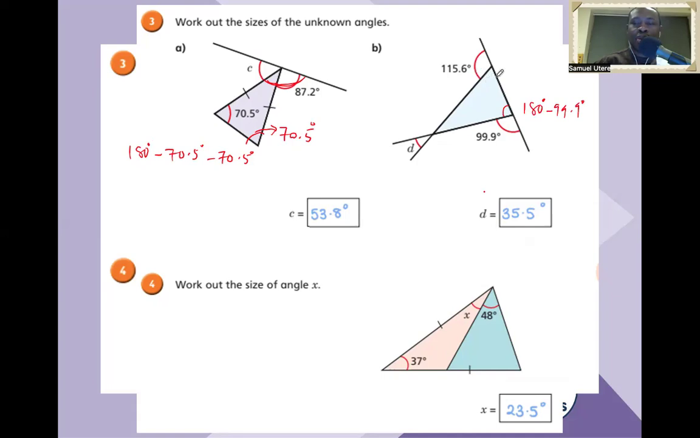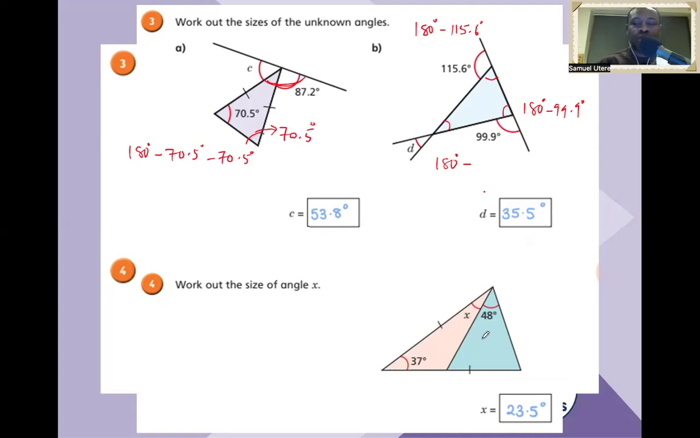And to get this angle here, we're going to do 180 degrees minus 115.6 degrees. Now, once we have these angles, we can use our knowledge of the sum of angles in a triangle. So we'll do 180 degrees minus the angle we have here minus the angle we have here. This should give us the angle here, and that angle will have to be equal to angle D because they're vertically opposite. And that will be your answer.